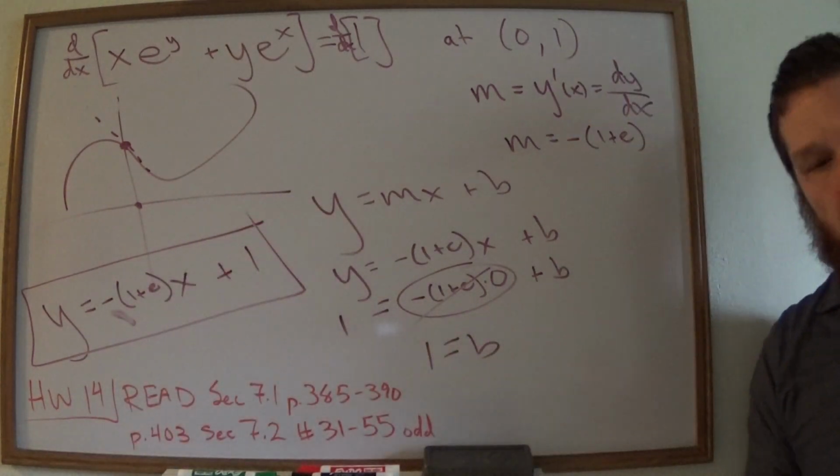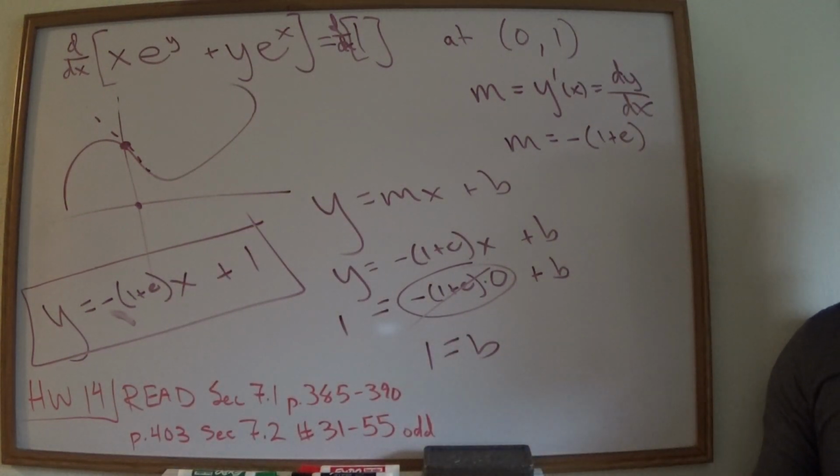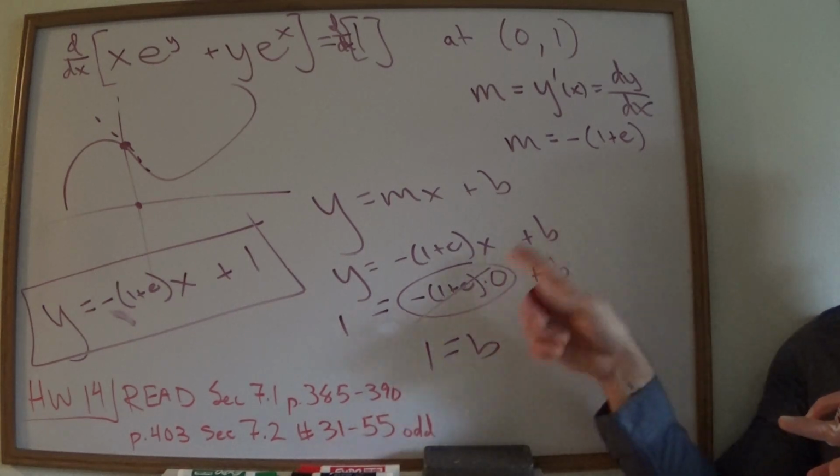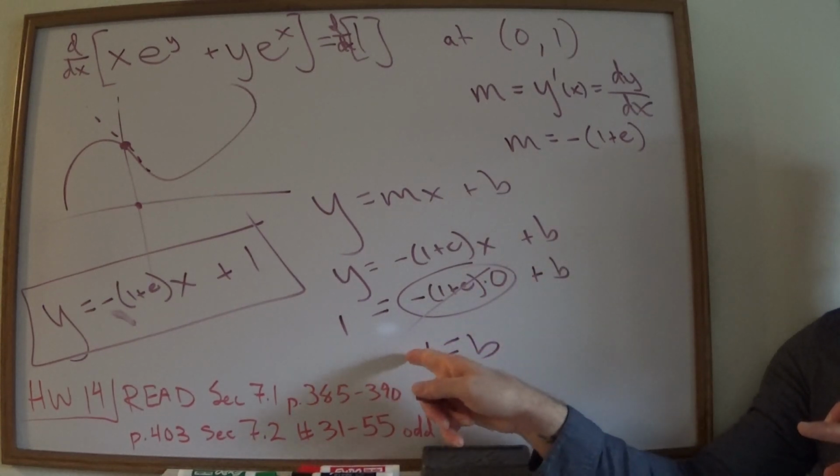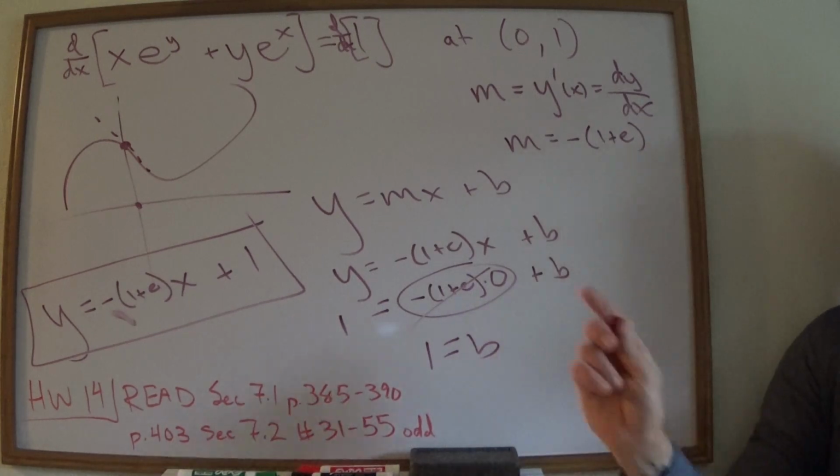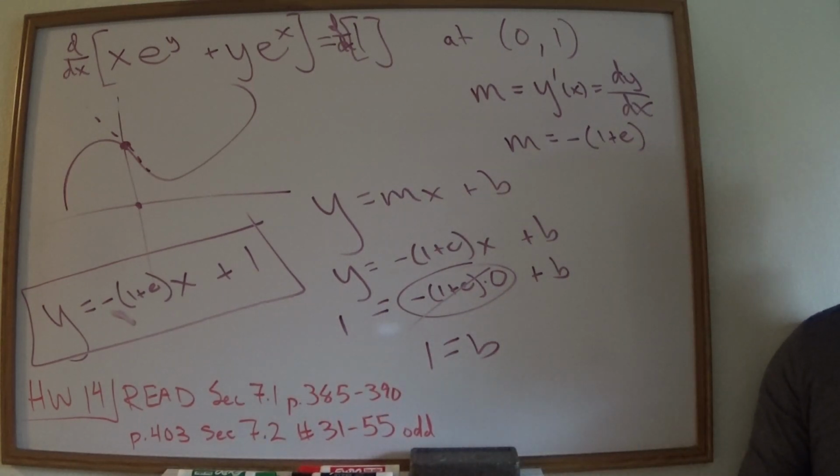Right there. So your stuff's going to have e's in it, and it could easily have been the case that when you plugged this in, you had something involving e for b. Don't be afraid of that. That's what it should look like. And there you go.